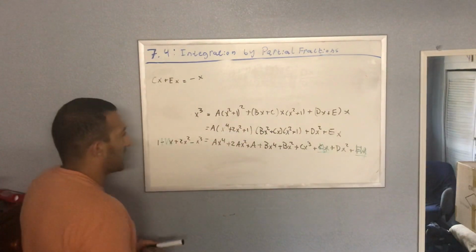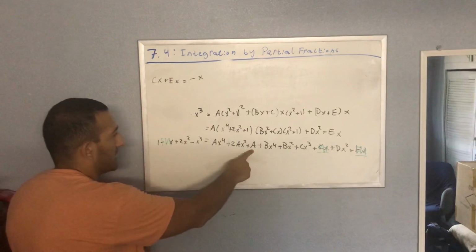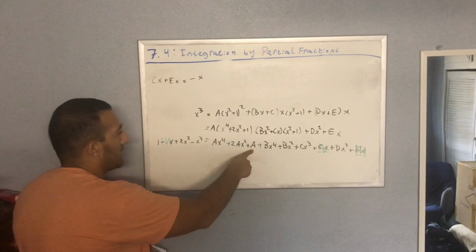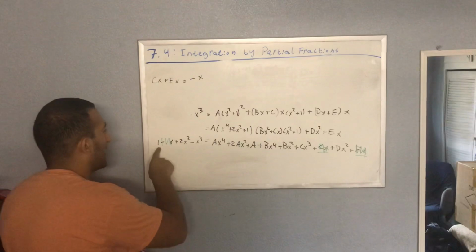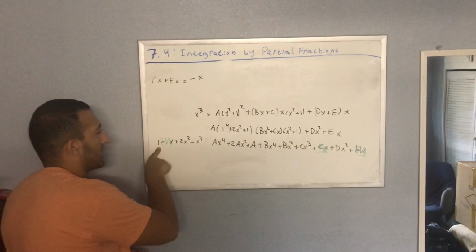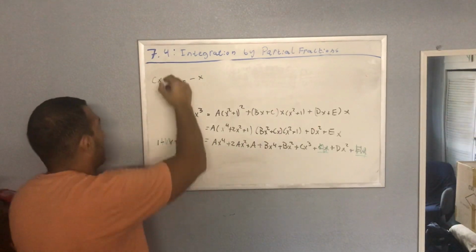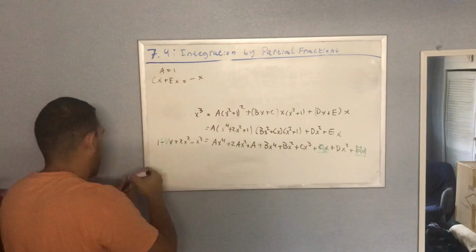And then also let's look at the constant. There's only one constant term, right, which is a. So we immediately need to know that a should be equal to 1, the constant. So that actually tells us a immediately. A is equal to 1.